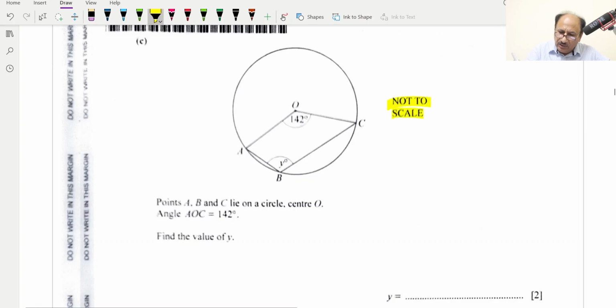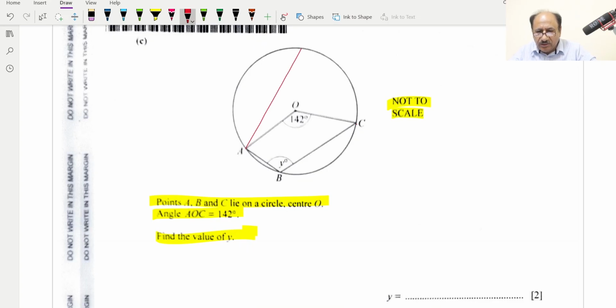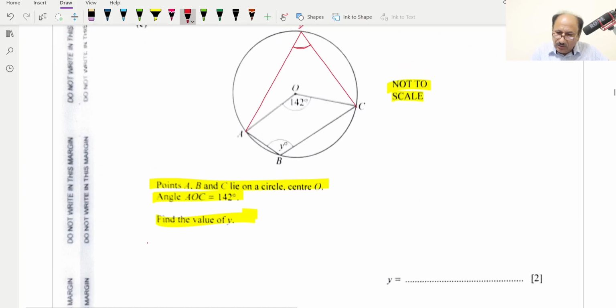C part is again a drawing which is not to scale, and points A, B, C lie on a circle with center O, and angle AOC is 142, which is given. Find the value of y. Easily we can understand like this. We can add this working: this will be the angle subtended at the circumference, so we take this point D, so angle ADC will be half of 142. We can write angle ADC is equal to 142 divided by 2, which is equal to 71 degrees.